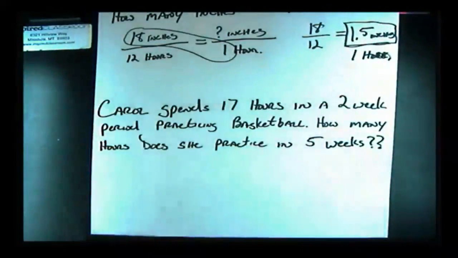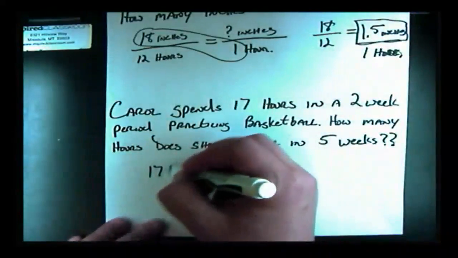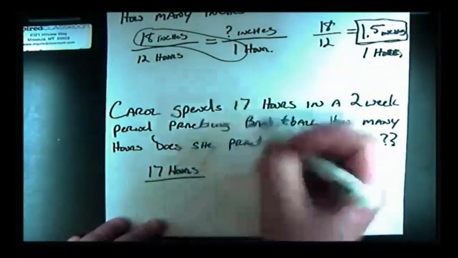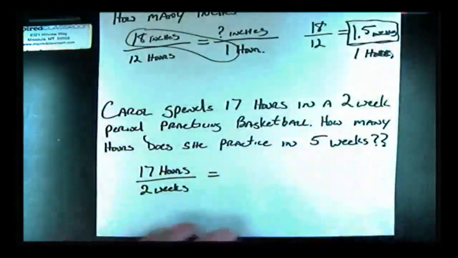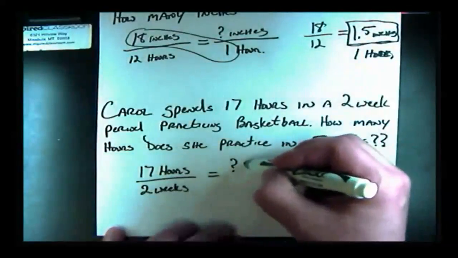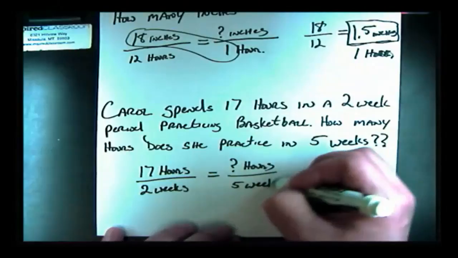Carol spends 17 hours in a 2-week period practicing basketball. How many hours does she practice in 5 weeks? Which seems pertinent because you guys are playing basketball right now. Carol spends 17 hours in 2 weeks. So 17 hours per 2 weeks is equal to how many hours in 5 weeks?